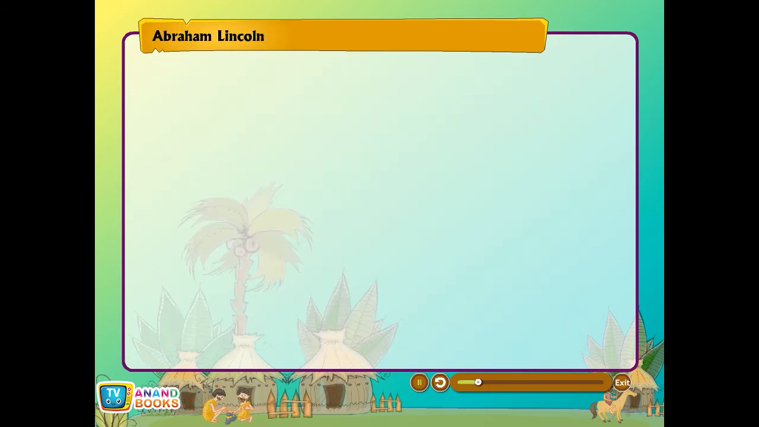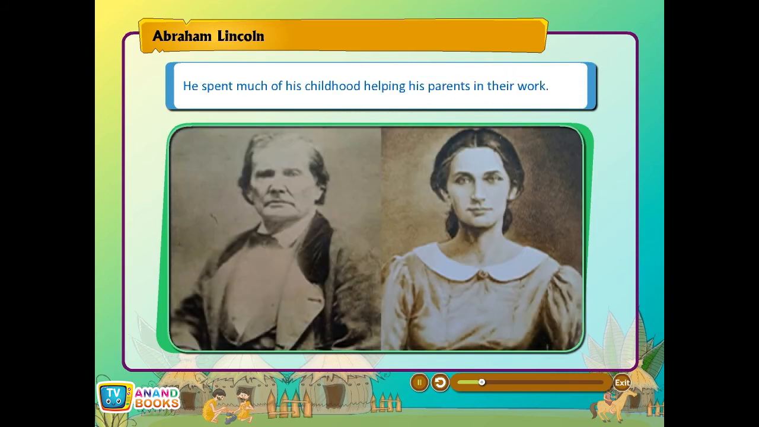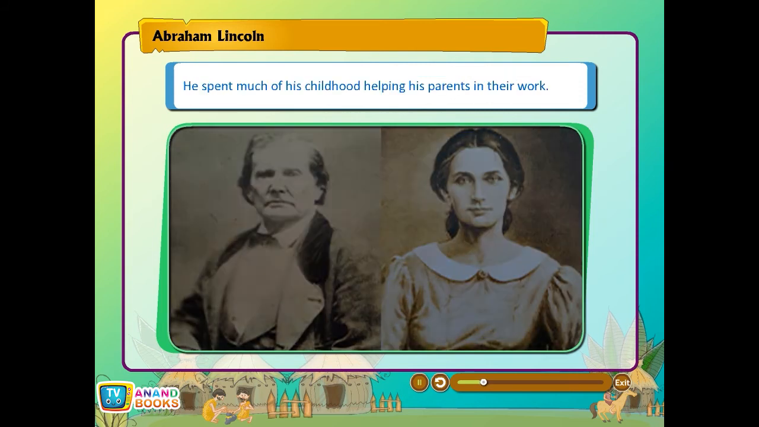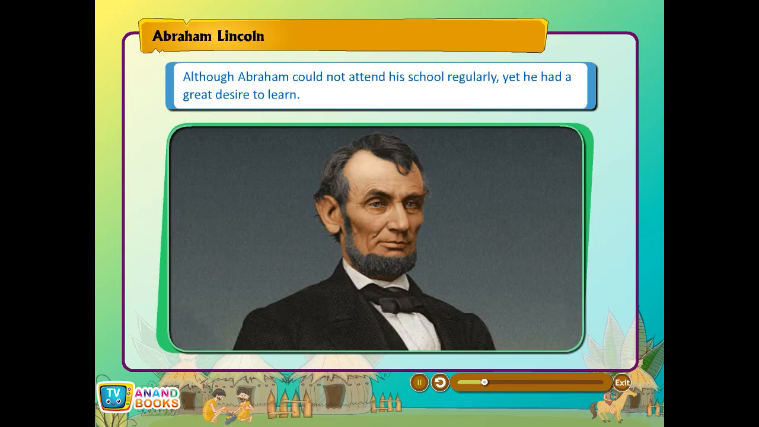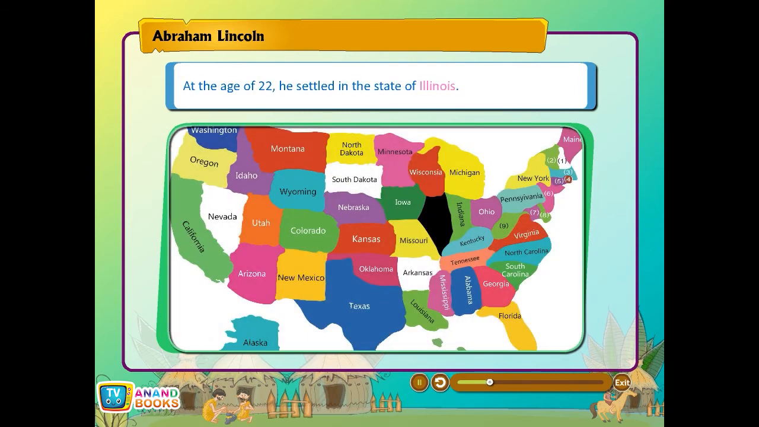Abraham Lincoln. Abraham Lincoln was born in the year 1809 in a very poor family in the USA. He spent much of his childhood helping his parents in their work. Although Abraham could not attend his school regularly, yet he had a great desire to learn. He read the few books he could get over and over again. At the age of 22, he settled in the state of Illinois.